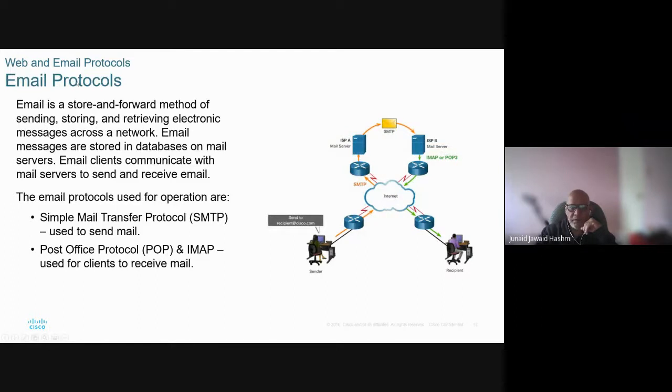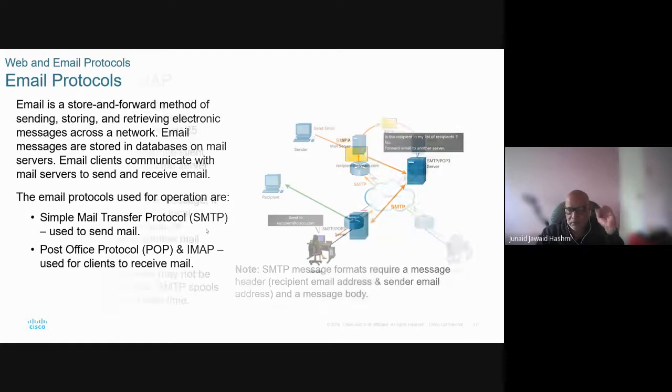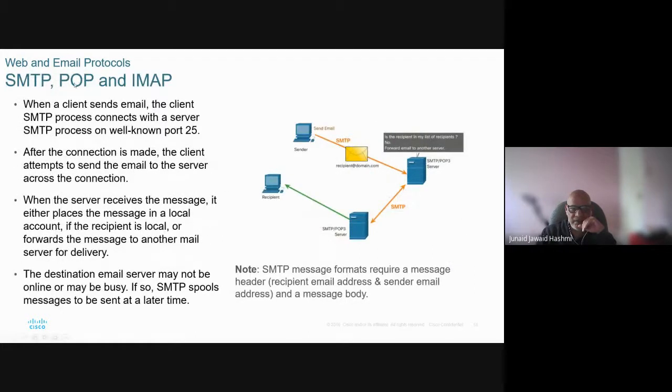All right, so the other application layer protocols are email protocols. Two protocols are required to send and receive email. One is SMTP, which is used to send email, and the other two protocols are called POP, Post Office Protocol, and Internet Messaging Protocol. These protocols are responsible for receiving email. So there's a protocol to send email, and there's a protocol to receive email. Now, what's the difference between SMTP, POP, and IMAP?